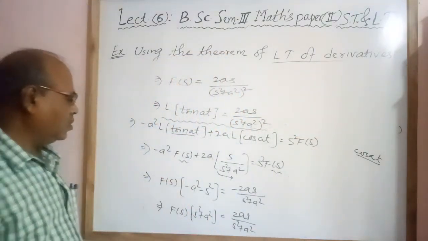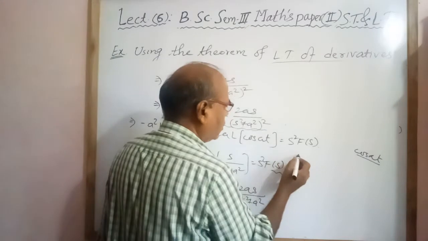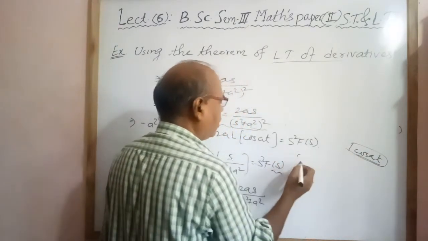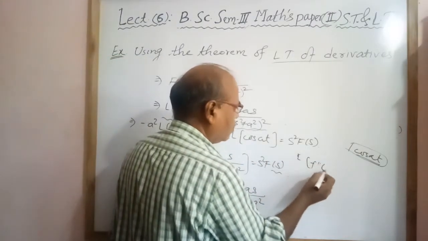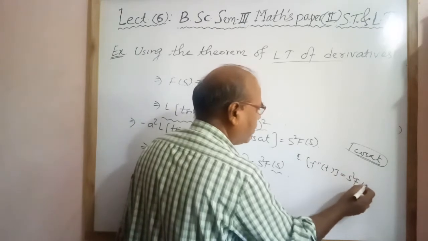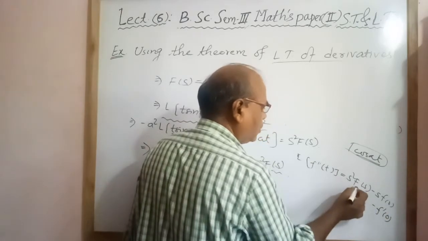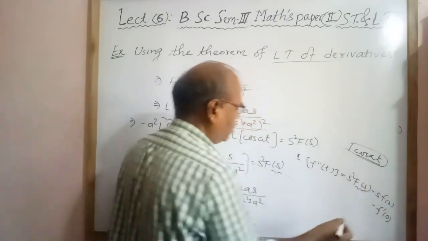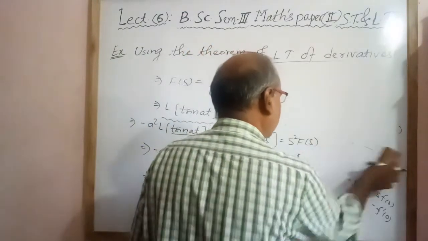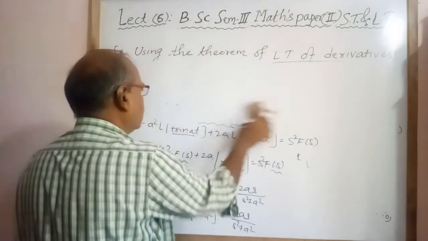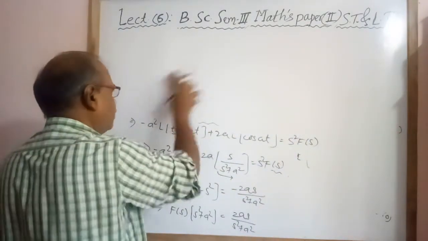Now in the previous example, you solved the previous example, and that gives the F(s) of this example by using this formula: Laplace of f''(t) equals s² F(s) minus s f(0) minus f'(0). Instead of taking Laplace of f(t) here, you can take F(s) and try to solve by this procedure. Then we see the next article.